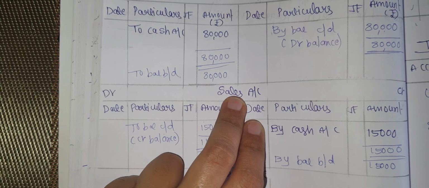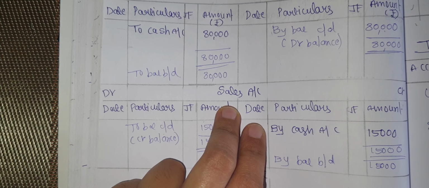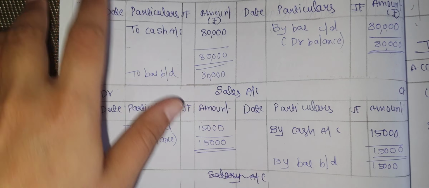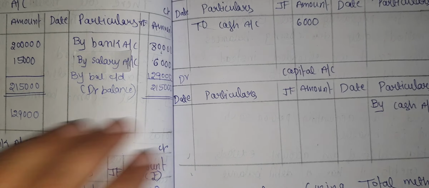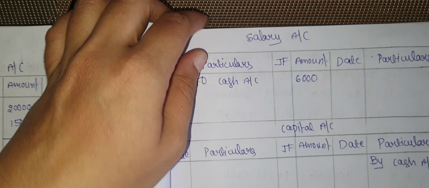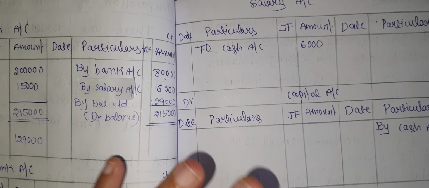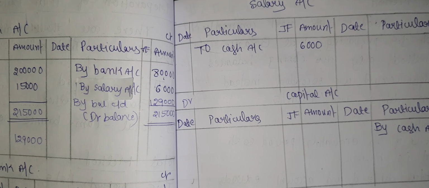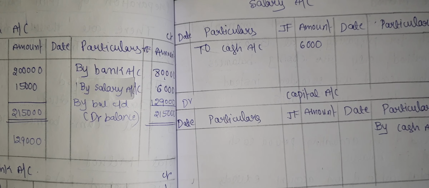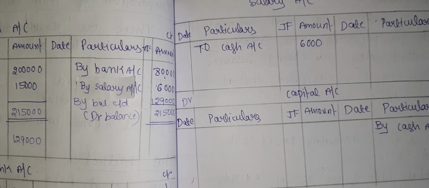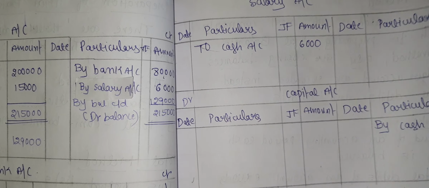And sales, it is an income for us. Sales is income for us. Okay, clear? Next one, salary account. Salary, it is an expense. Why? Because it is a cost incurred to run the business and pay employees for their services. Okay, so salary account, it is an expense.